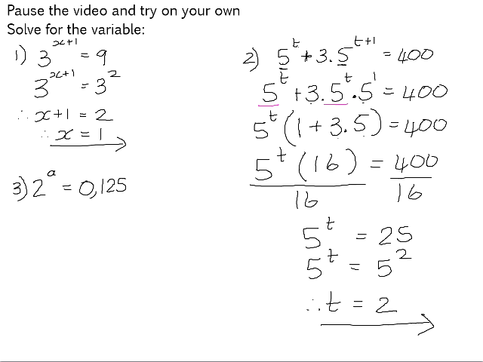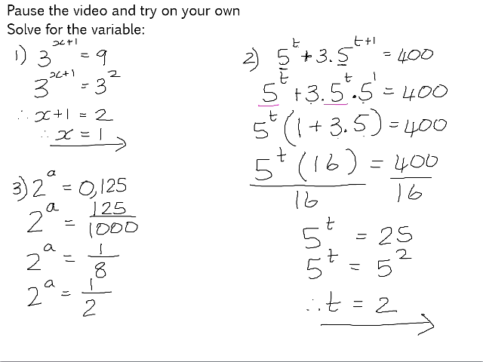Right, number 3, 2 to the power of a is equal to 0,125. So our job here is to get 0,125 to have a base of 2. 0,125 is 125 over 1,000. And if you simplify 125 over 1,000, you get 1 over 8. We need to have everything with a base of 2, so 8 is actually 2 to the power of 3. We need to bring that 2 to the power of 3 into the numerator because 2 to the power of a and 1 over 2 to the power of 3 is not the same base. So that'll be 2 to the power of a is equal to 2 to the power of negative 3, and therefore you can conclude that a is equal to negative 3.